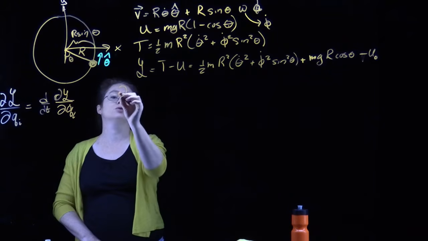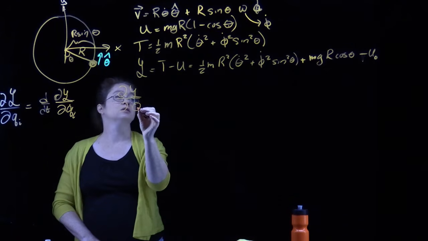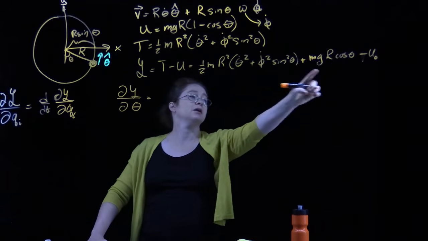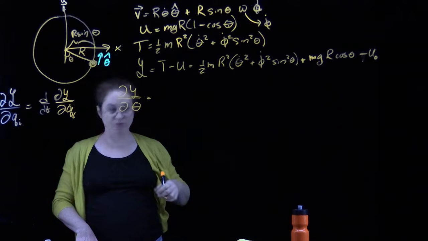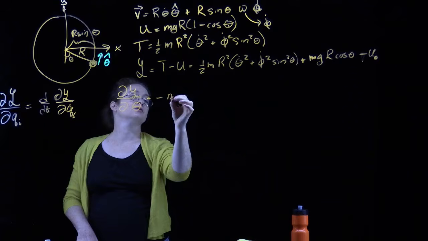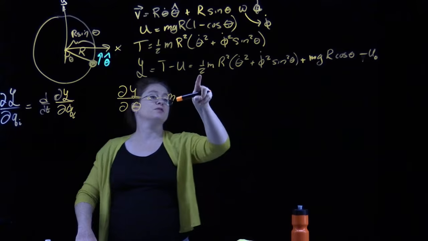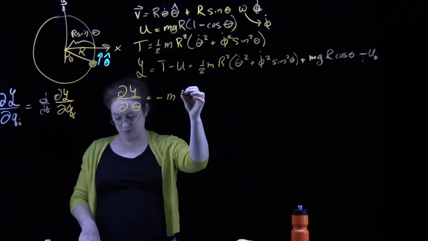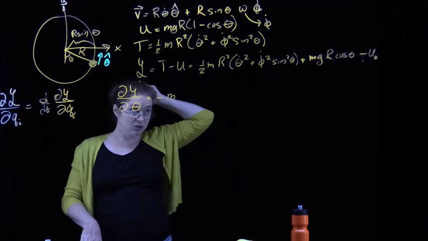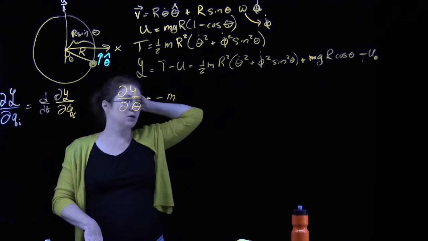And now we're going to do partial L, partial theta. So here I've got a theta there and a theta there. So I get negative 2 times, so I get a 2 from taking the derivative there, and I have a half there. So m, I believe I dropped a squared. No, I did not.